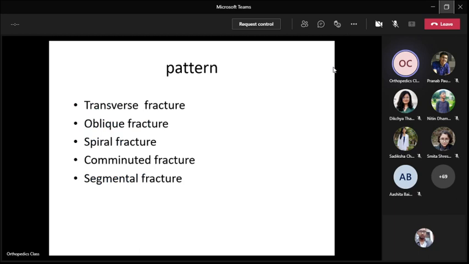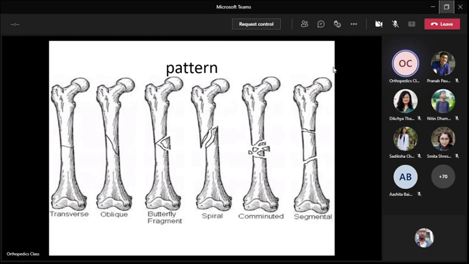So depending upon the fracture geometry, that may be transverse fractures, oblique fractures, spiral fracture, comminuted fracture, and segmental fractures, like we just discussed in mechanism. And here is the example of the transverse fractures, oblique fractures, butterfly fragment, spiral, comminuted, and segmental.